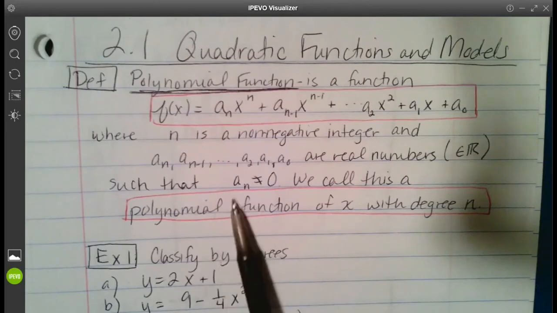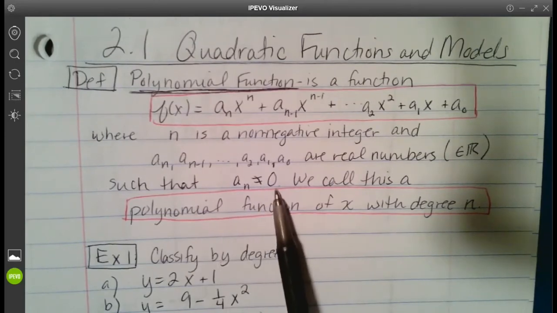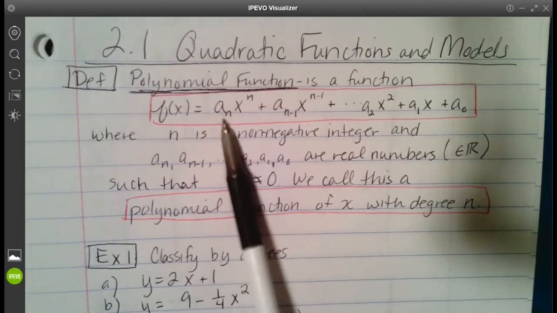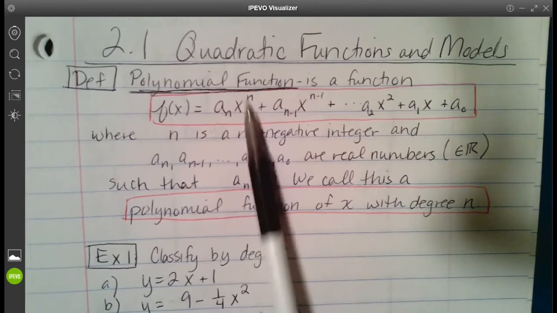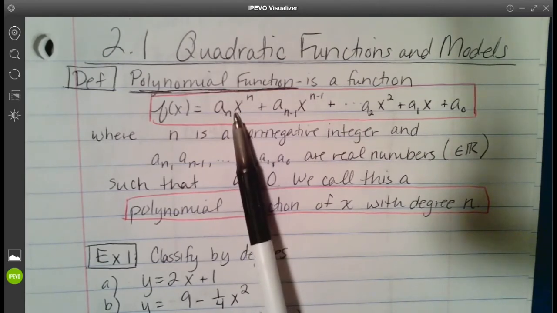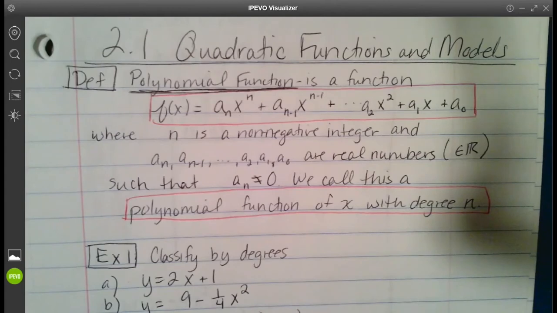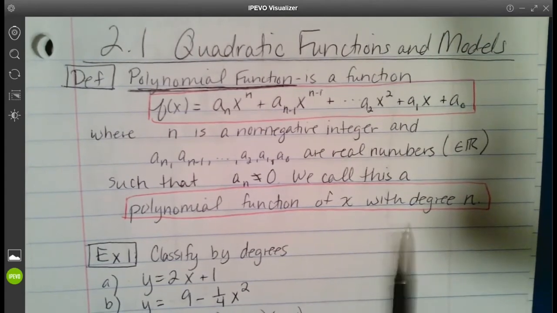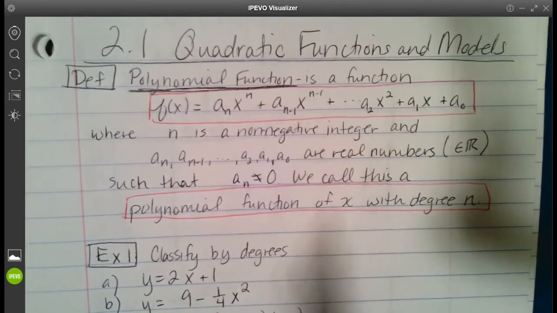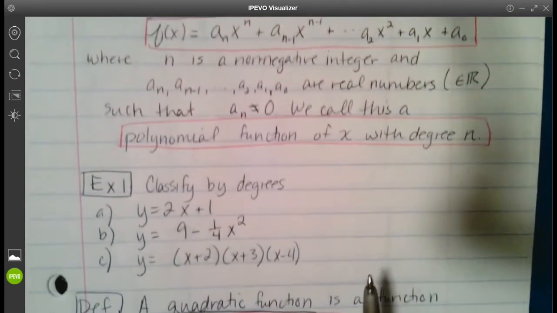One condition is that a sub n cannot equal 0, and the reason that is so is because if we have a 0 here, that's going to make this whole thing just 0 with the multiplication. Finally, polynomial function of x with degree n is going to be how we name this. And we'll get to some examples here below.